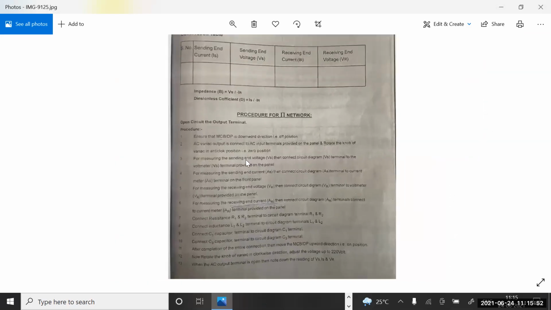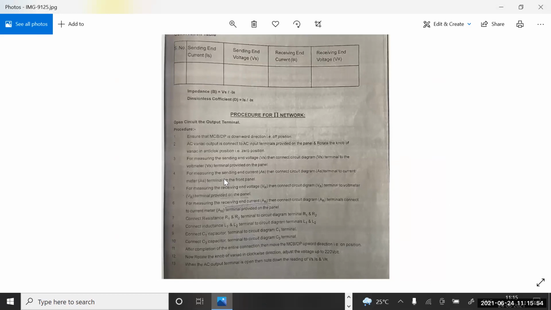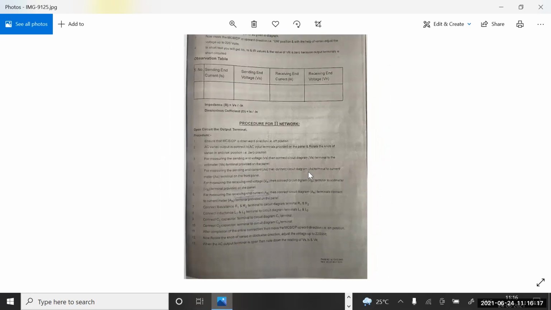Okay, we will see this entire segment. See over here for the pi, R1, R2 will be connected to R1, R2, L1, L2 will be connected to L1, L2, and the C1 terminal would be connected to C1, C3 would be connected to C3. No C2 would be used. Again, in this also we'll be doing the open and short circuit test to find those two values. Okay, this is all about this.